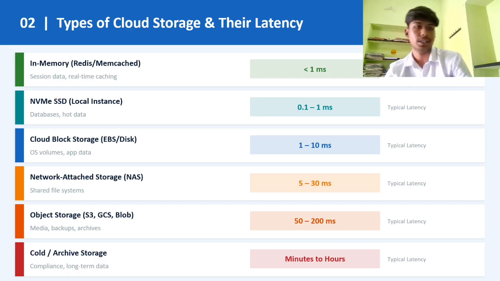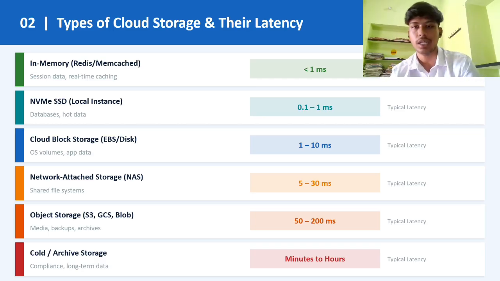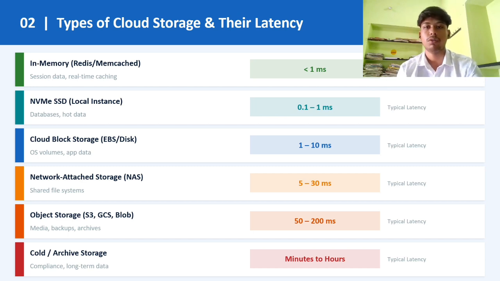The fourth one is the network attached storage. Latency jumps to 5 to 30 milliseconds, and this is a shared storage. Multiple servers can access it over a network. Think of this like a filing cabinet in another room. You have to walk over and get the file. So this is the network attached storage.